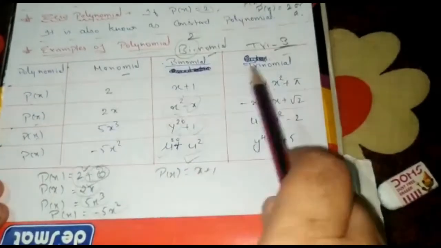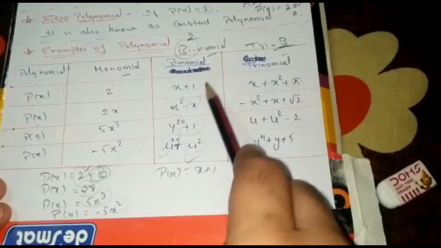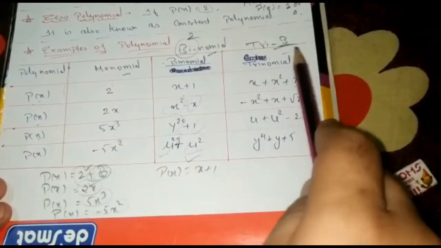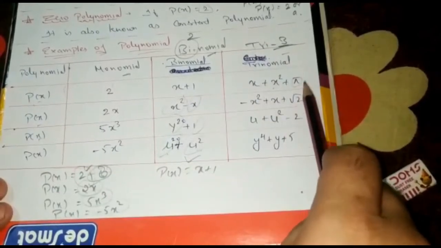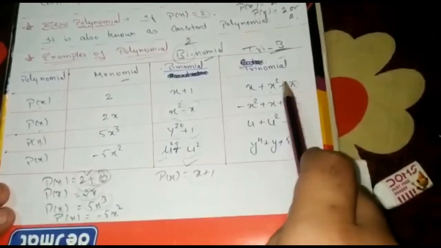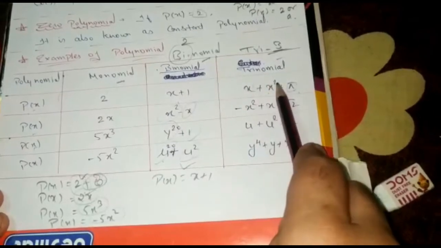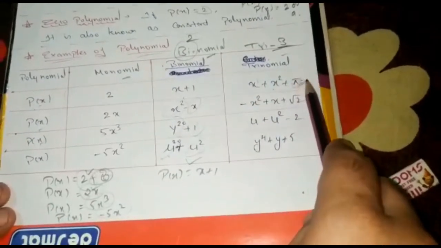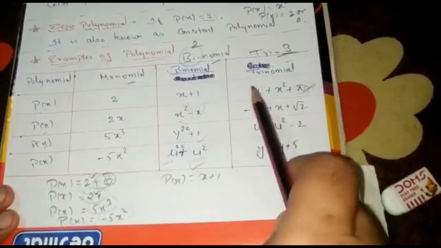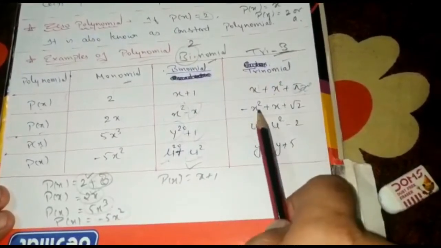Here we can see that the first example is x plus x square plus pi, where pi is a constant term. It doesn't matter that all the terms are variable or one is constant. So there are a total of three terms: x to the power 1, x to the power 2, plus pi into x to the power 0. So here we have three terms, so it is a type of trinomial equation.